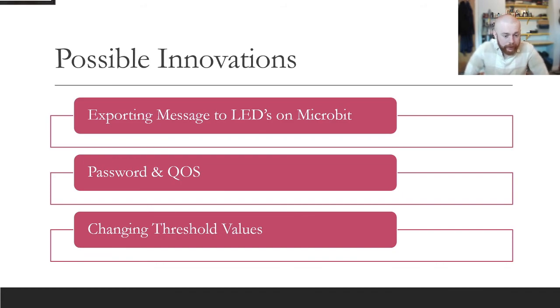And finally, one that I know a lot of people aim to do with the CO2 sensors, which is changing threshold values on the CO2, the parts per million of CO2 that would cause the LEDs to light.